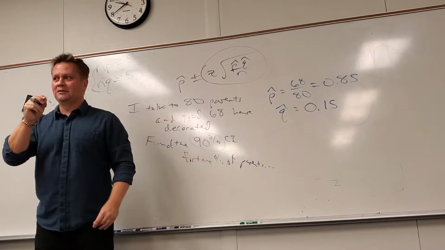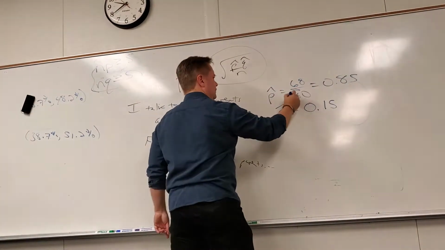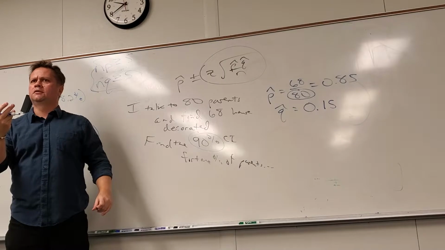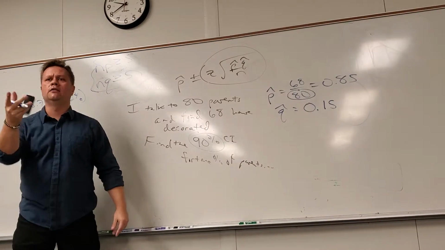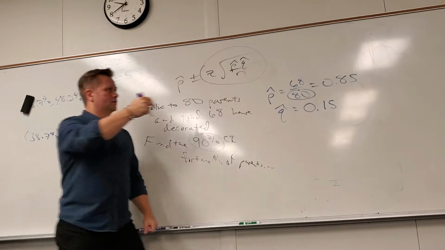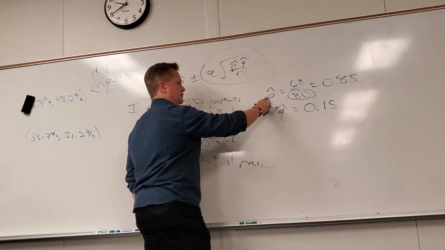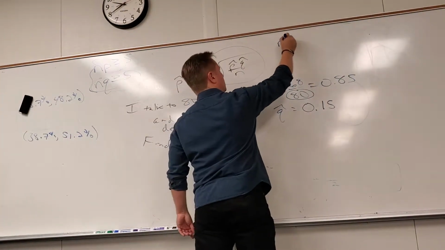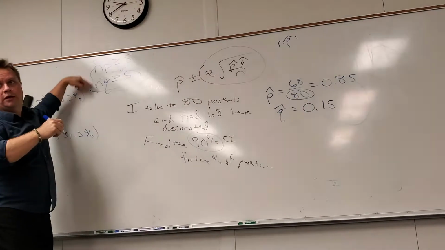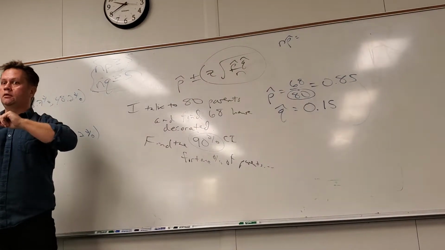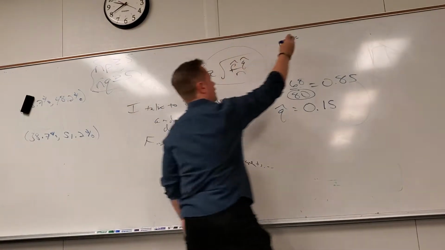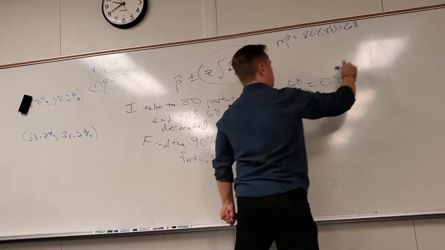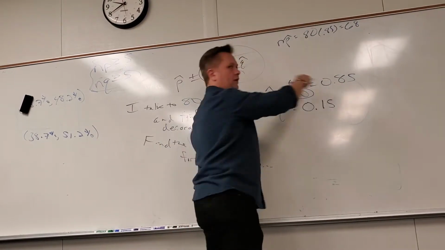What is 80? What letter, what variable would it go with? N. So what's N times P hat? Now if you don't trust me, what am I doing right now? I'm checking these, to make sure I can do anything with this. If you don't trust me, what is 80 times 0.85? 68. Of course it is, because I divided 68 by 80 to get 0.85.